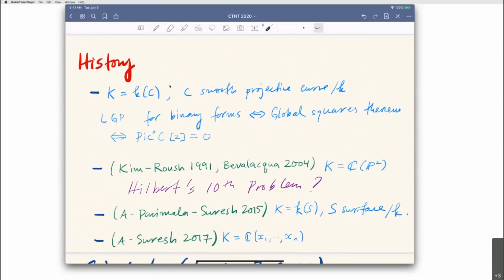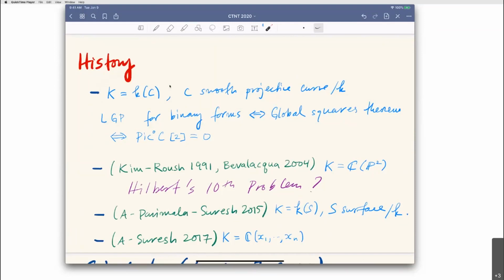So the transcendence degree 1 case is what I stated before, and let me give you a quick sketch of the proof there. In the transcendence degree 1 case, if C is a smooth projective curve over our algebraically closed field K, then in general the local-global principle for binary forms is equivalent to the so-called global squares theorem. So you might ask, this is another type of local-global principle: is an element in a field a square if it's a square everywhere locally at all completions?